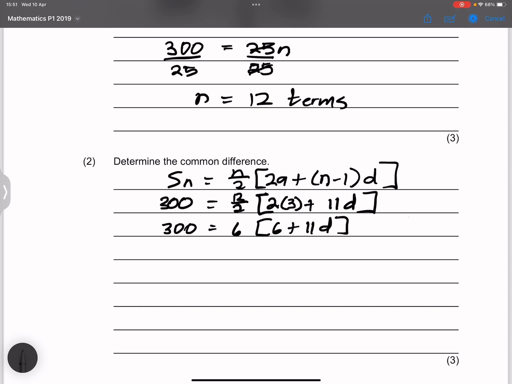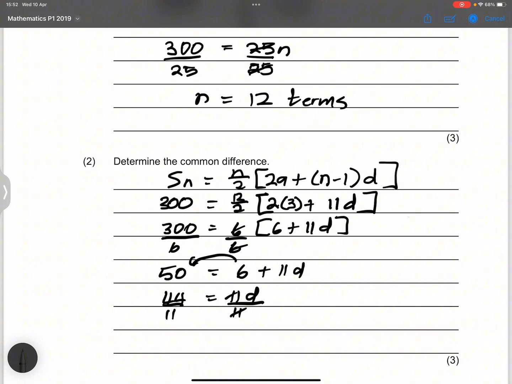So I'm going to divide both sides by 6, and that gives us 50. Okay, that and that cancel. So this is equal to 6 plus 11d. And if we take this to the other side, so 50 minus 6 will give us 44, is equal to 11d. And in this case, if I divide by 11 on either side, d will be equal to 4.